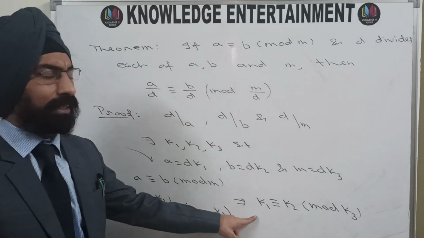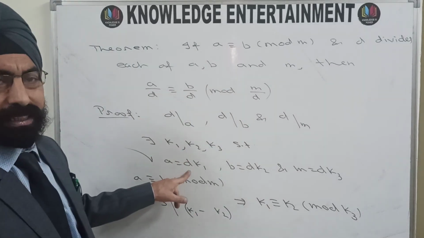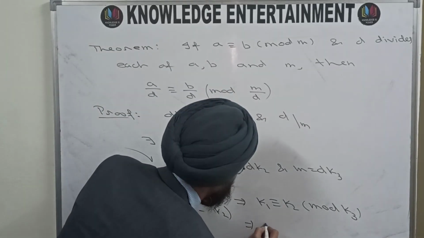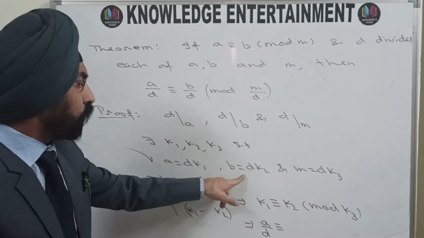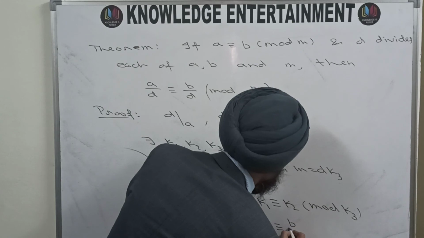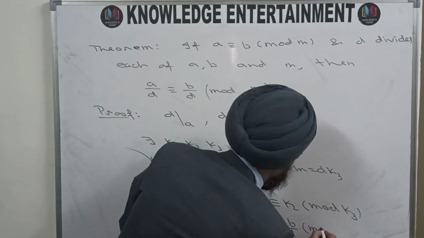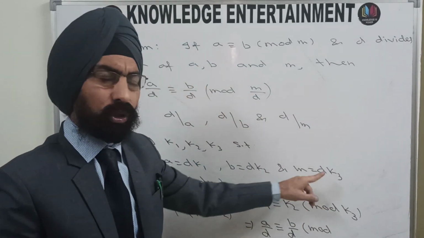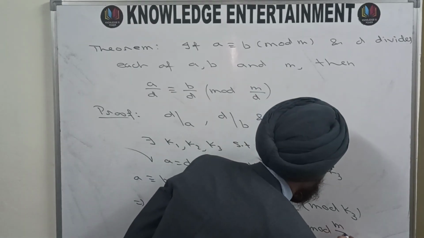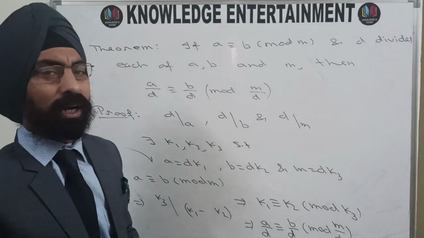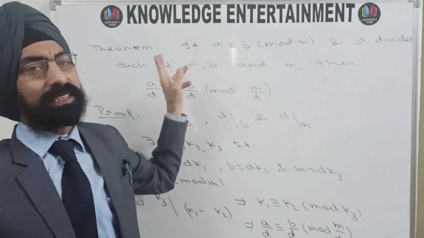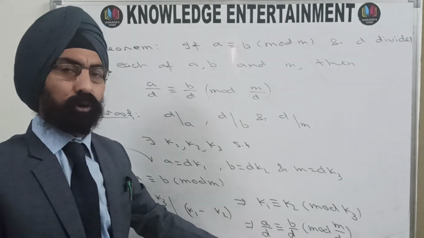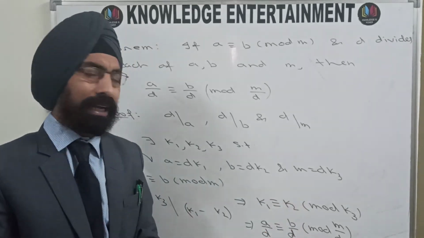But what is your k1? Your k1 from here is A upon D. So this is A upon D is congruent to, what is your k2? Your k2 is B upon D. So it is congruent to B upon D modulo k3. And what is your k3? k3 is m upon D. So the required result is obtained that if A is congruent to B modulo m and D divides each of A, B and m, then A upon D is congruent to B upon D modulo m by D.